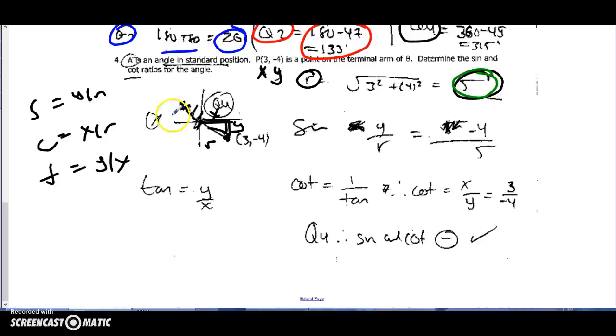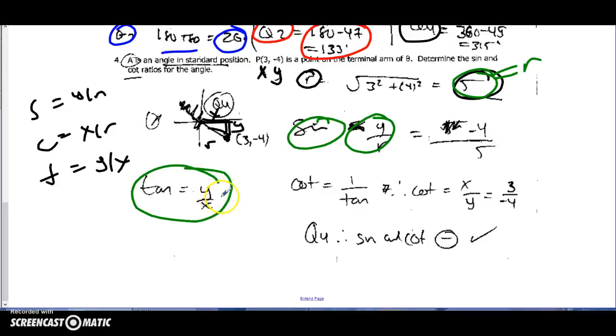So now that's r, x is 3, y is negative 4, r equals 5. And then sine is y over r. That's great, I have that. And cotangent. It says here, find the cotangent. Well, it's 1 over tan. If tan is y over x, which we have in our sheet, 1 over is the reciprocal of this, so x over y. So you go x over y, 3 over negative 4, and that's it.